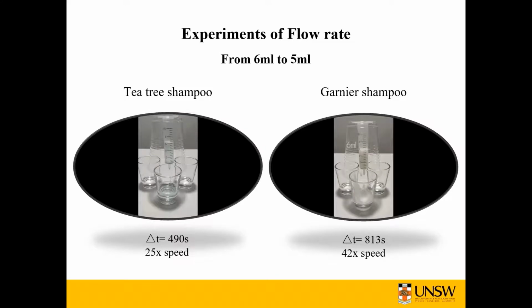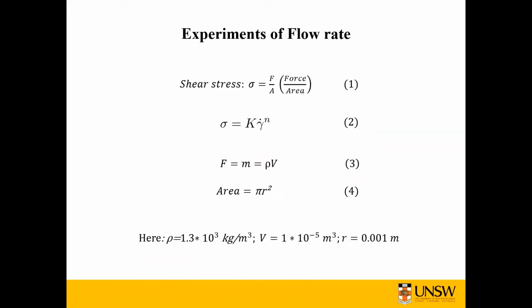When the shampoo dropped to 5 milliliters from 6 milliliters, both spent more time compared with 10 to 9 milliliters. It took about 490 seconds for tea tree shampoo, and the other one spent about 813 seconds. This is because the weight has decreased significantly, which resulted in the reduction of shear stress.